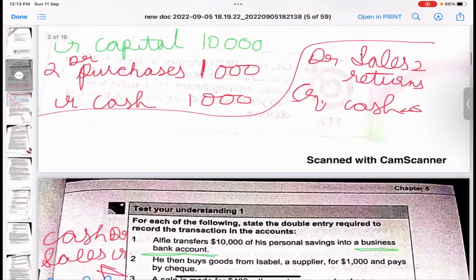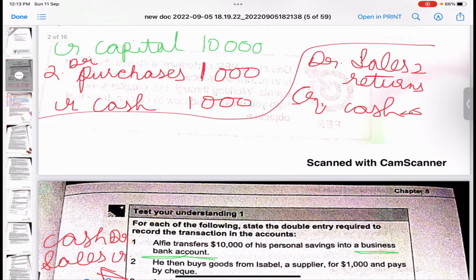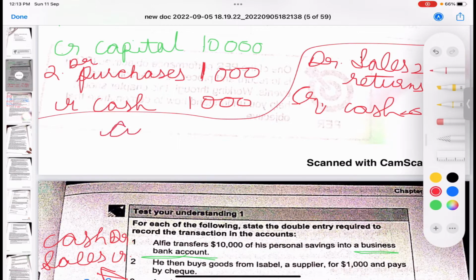So this is nothing but purchases return. What was the initial purchase transaction? Purchases account gets debited and cash account gets credited, right? Now it's just the opposite, which is nothing but cash account gets debited and what gets credited? Purchases return.